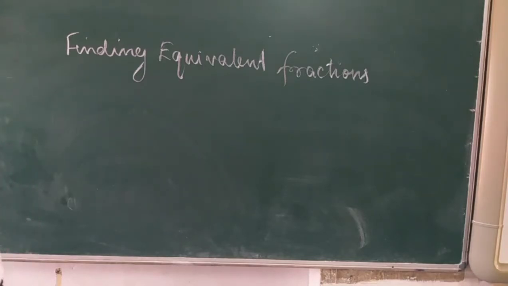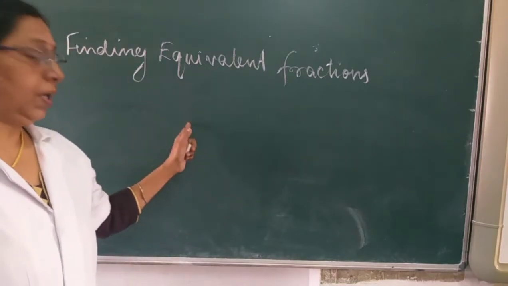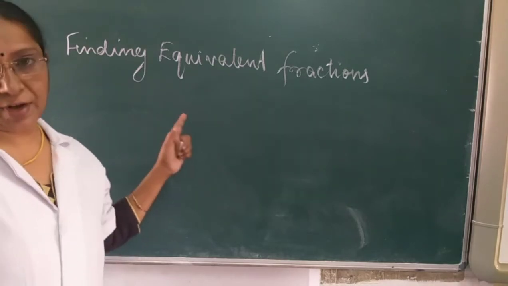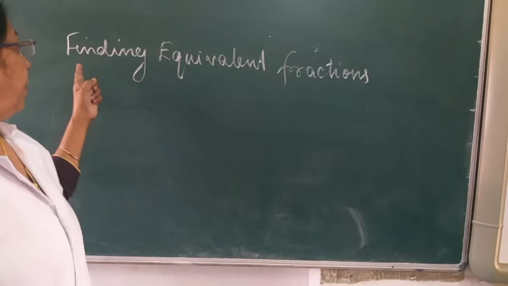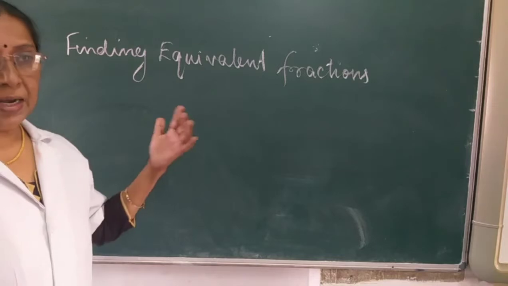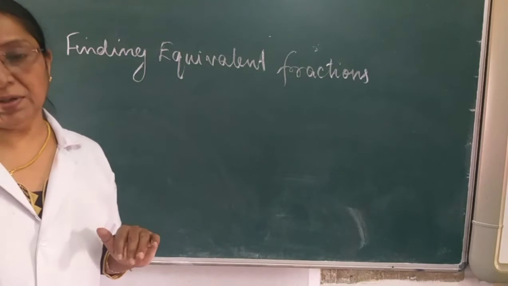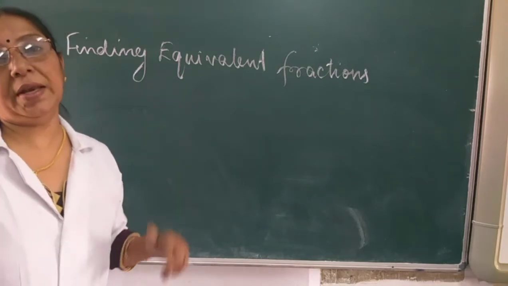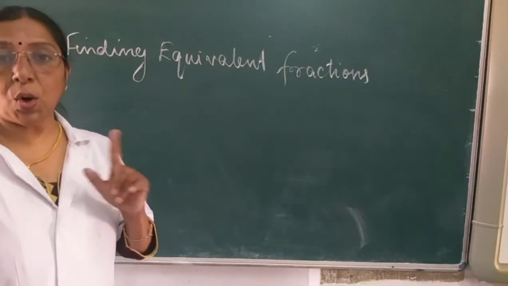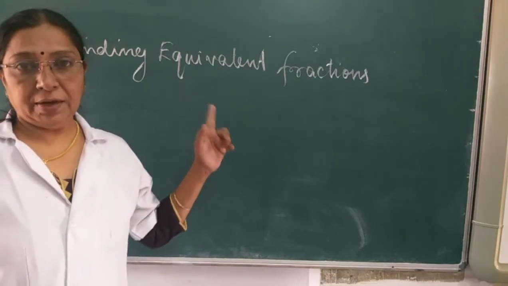We can find fractions equivalent to a given fraction by multiplying or dividing the numerator and denominator of the given fraction by the same number. That number should not be 0. It is a non-zero number. This is the way to find the equivalent fractions of a given fraction.